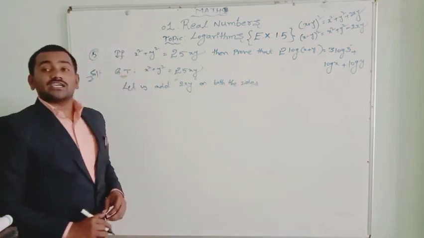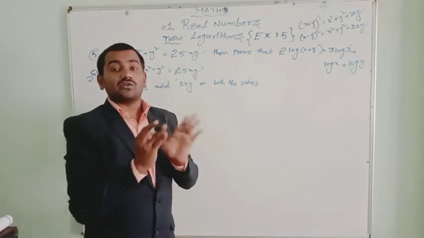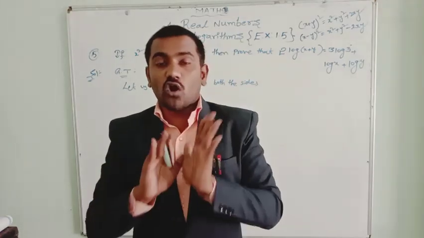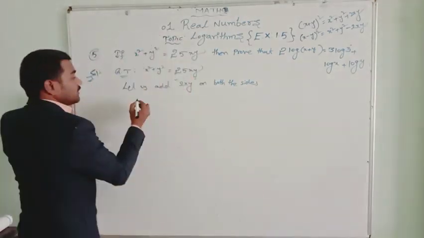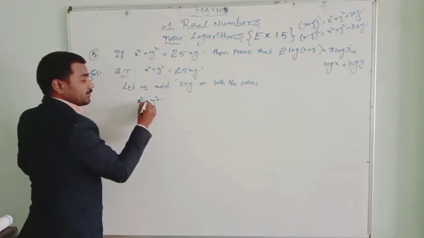Let us add 2xy on both sides. To balance the LHS and RHS, we need to add 2xy. If we add it only on the RHS or only on the LHS, it will not be balanced. So x square plus y square is as it is in the question.